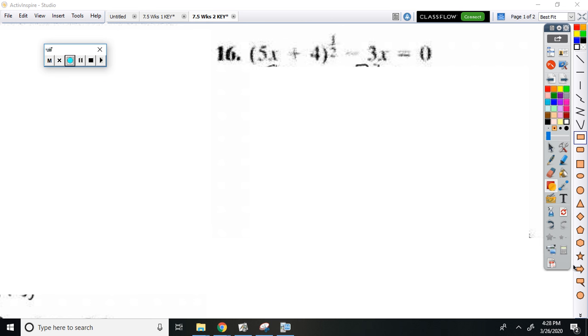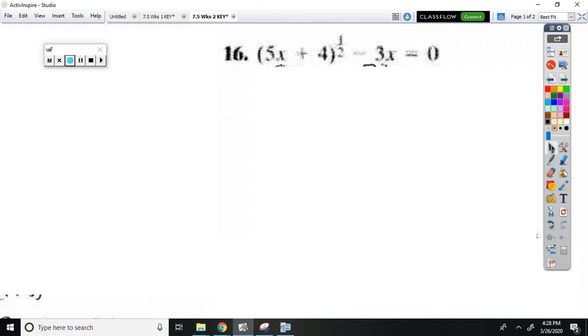All right, so I'm now looking at 7.5 worksheet 2. I had a request already for number 16. All right, so for number 16, the first thing I notice is that I have two things on the left-hand side. And before we can use inverse operations with exponents, we need to isolate one of these by itself.